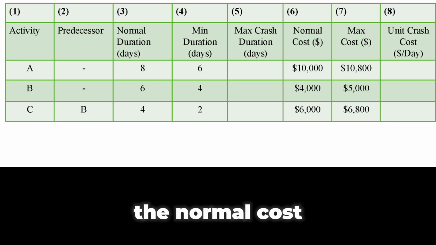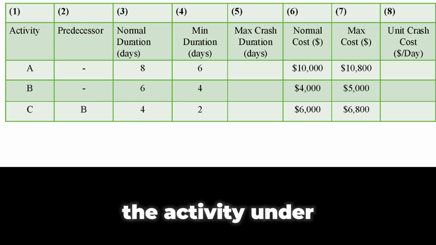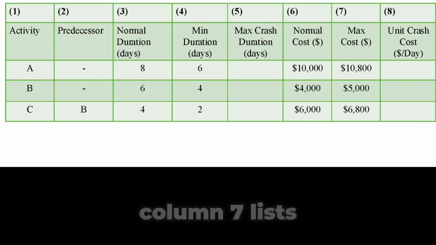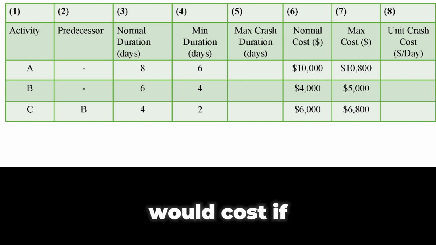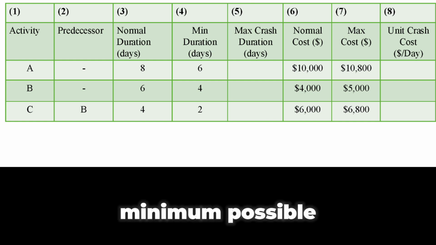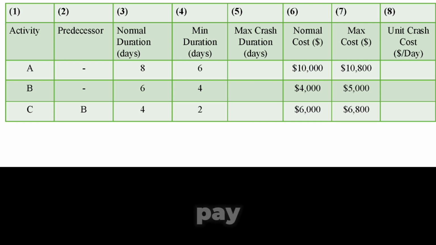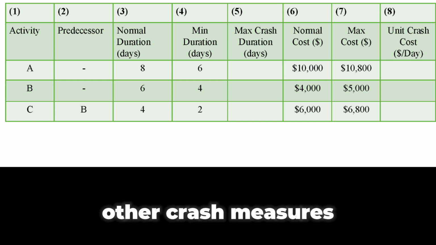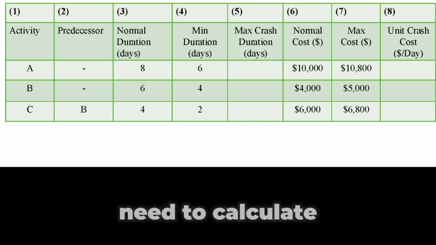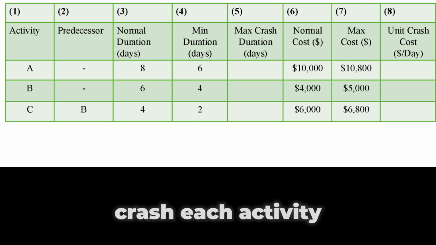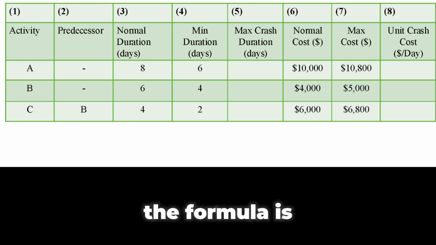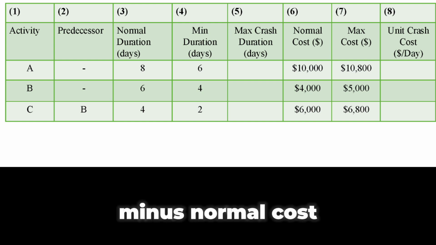Column 6 contains the normal cost, which is the cost to complete the activity under standard conditions. Column 7 lists the maximum cost, which represents how much the activity would cost if we reduced its duration to the minimum possible, typically involving overtime pay, extra crews, or other crash measures. Column 8 is another value we need to calculate, the unit crash cost. This tells us how much it will cost to crash each activity by 1 day. The formula is straightforward. Unit crash cost equals max cost minus normal cost divided by max crash duration.